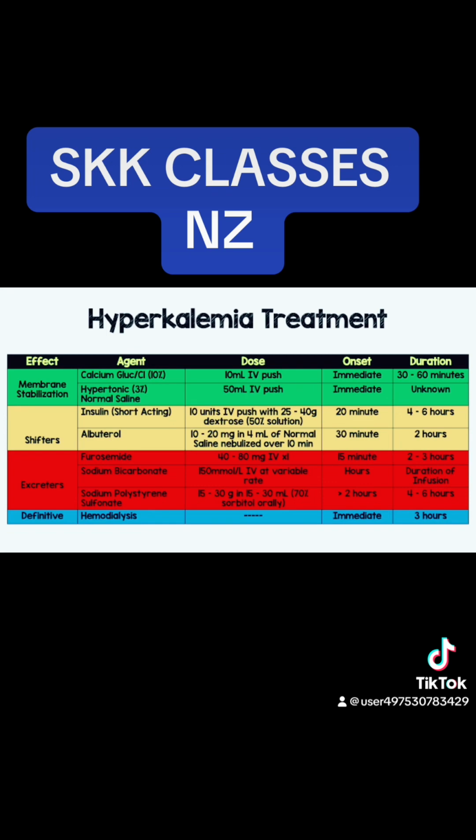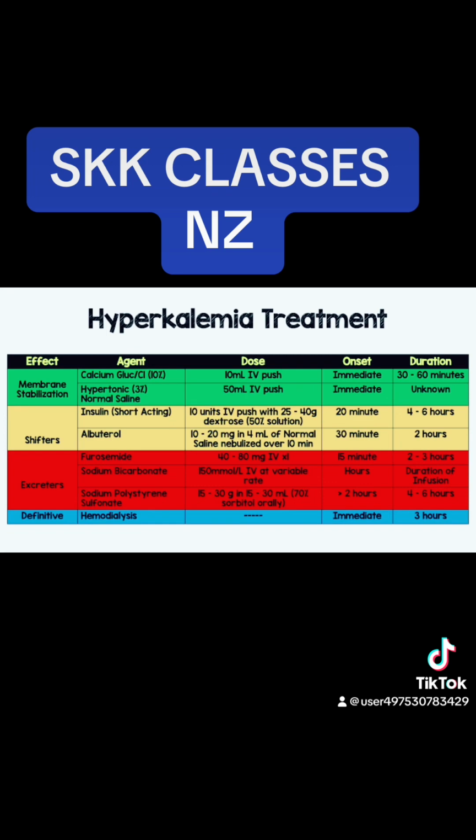Next, the second line membrane stabilizer is your hypertonic normal saline 3%. It should be given in a dose of 50 ml IV push, and you can give it within 1 hour, and its action is also the same.